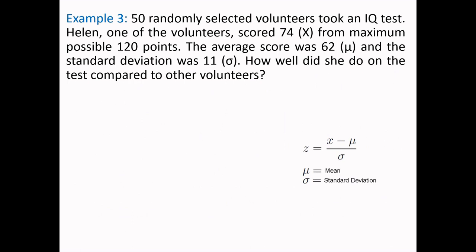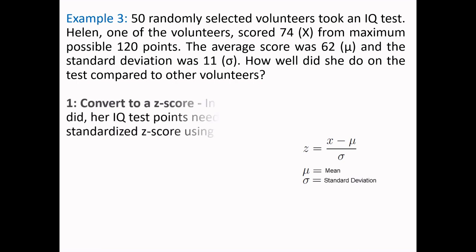Let us consider this example. 50 randomly selected volunteers took an IQ test. Helen, one of the volunteers, scored 74 from maximum possible points, that is 120 points. And this 74 is the value x which is to be normalized. The average score is given as 62, that is mu, and the standard deviation is noticed as 11, that is sigma. Now, how well did she do on the test as compared to other volunteers?